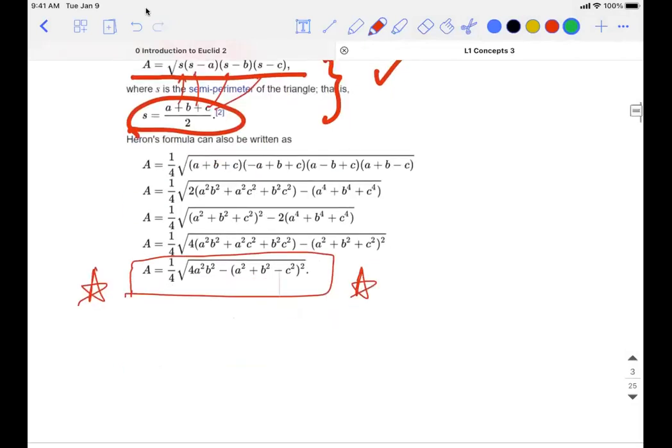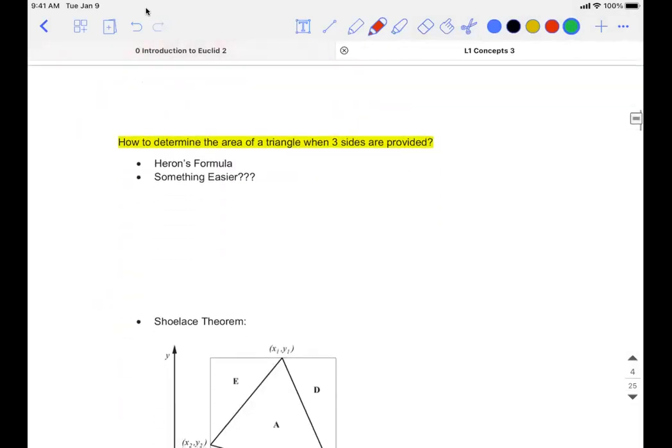Okay? So moving forward, I'm going to ask you a quick question. If the question is how to determine the area of a triangle when the 3 sides are provided, of course, students say, hey, Alex, you just mentioned Heron's formula. Yeah, for sure. Heron's formula is actually a very good way. But sometimes there's another way you can do the calculation.